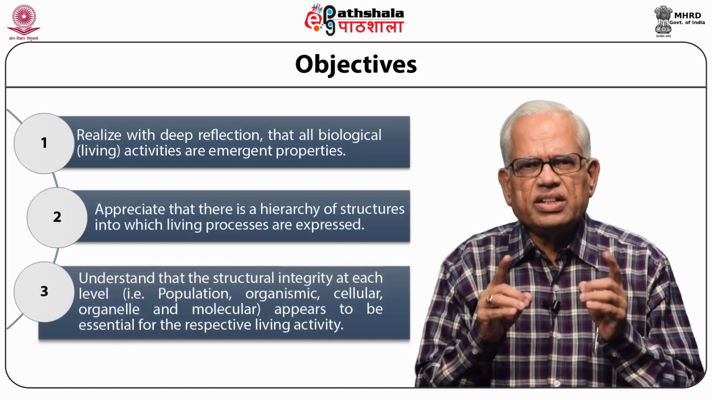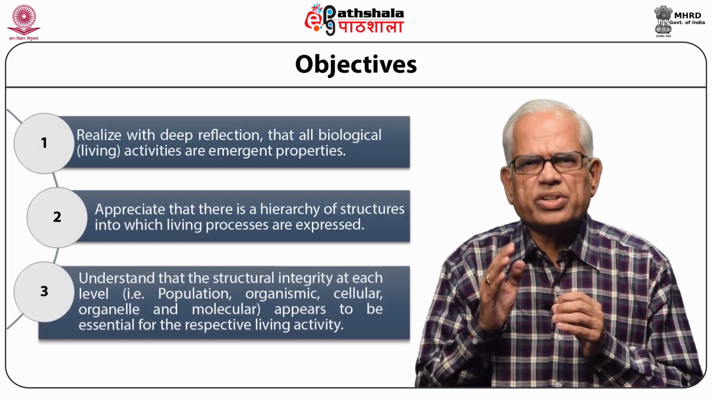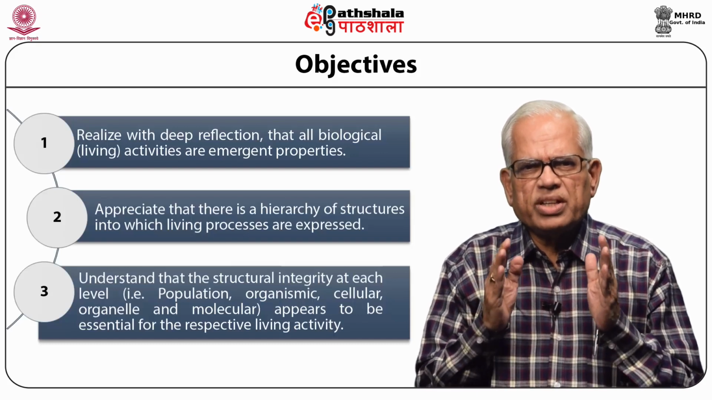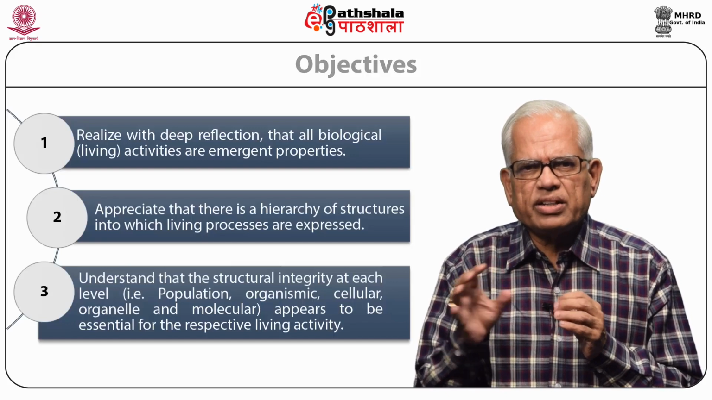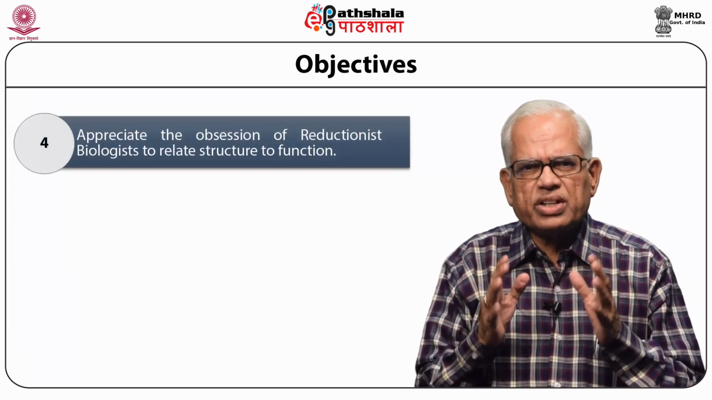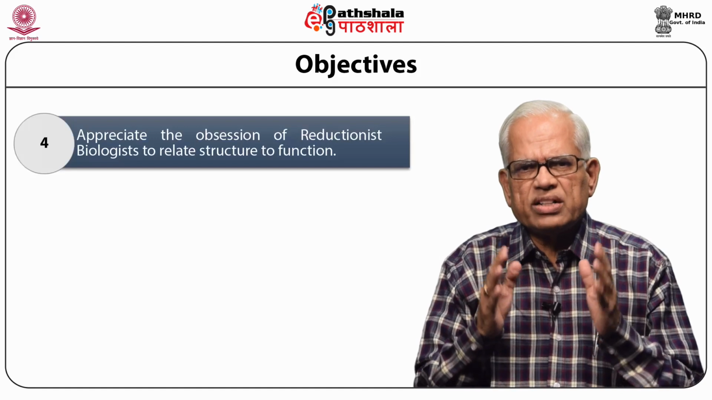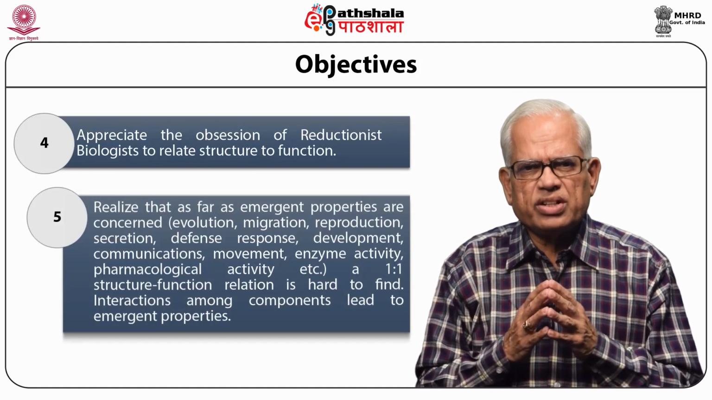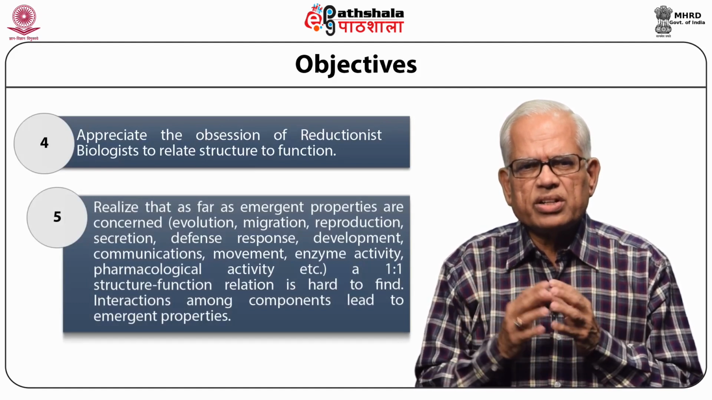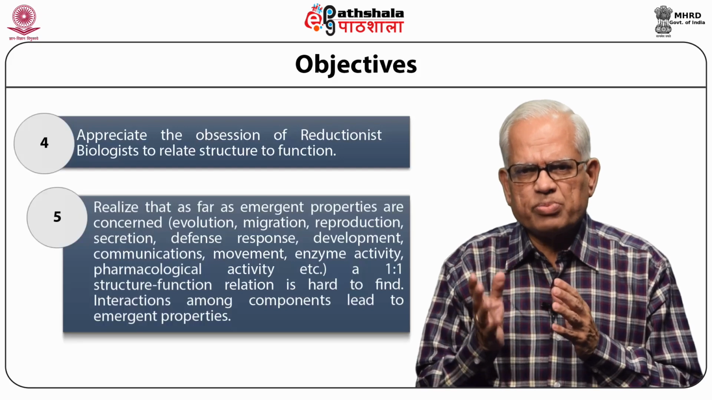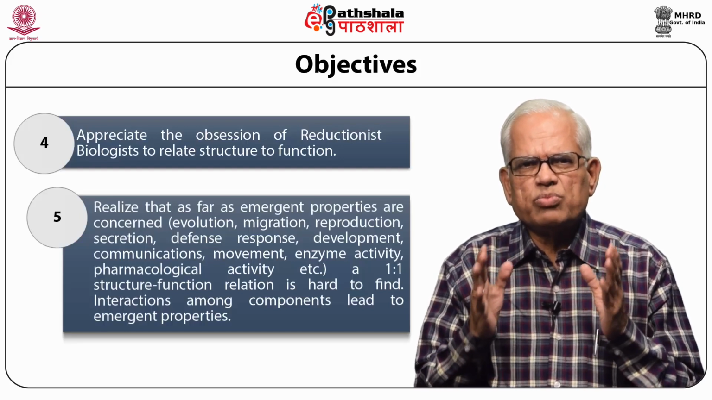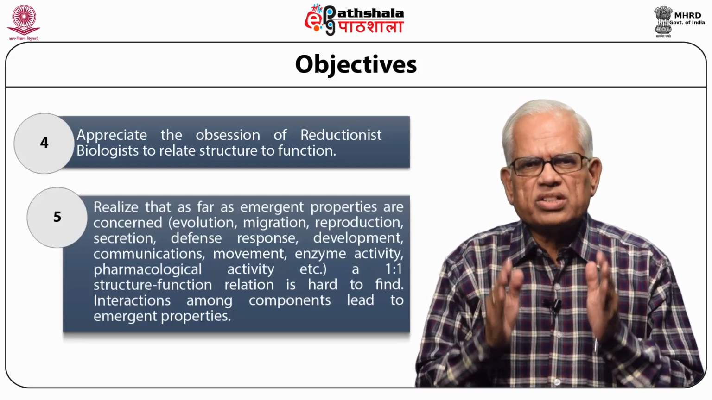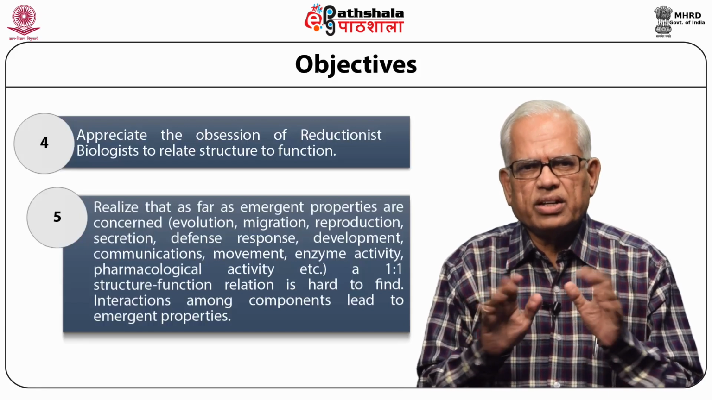Understand that the structural integrity at each level, that is population, organismic, cellular, organelle and molecular, appears to be essential for the respective living activity. Appreciate the obsession of a reductionist biologist to relate structure to function. Realize that as far as emergent properties are concerned, that is evolution, migration, reproduction, secretion, defense, response, development, communications, movement, enzyme activity, pharmacological activity, etc., a one-to-one structure-function relation is hard to find.